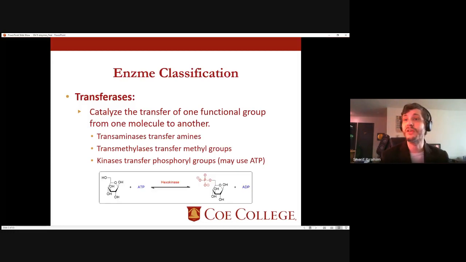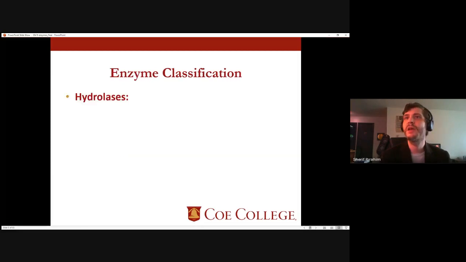So here is a typical example of this, hexokinase. I've got glucose on the left and a molecule of ATP. Hexokinase is taking that ATP, plucking off one of those phosphate groups and sticking it onto the 6th position of glucose over here. And ADP is the product of that. It's the remainder of the ATP compound.